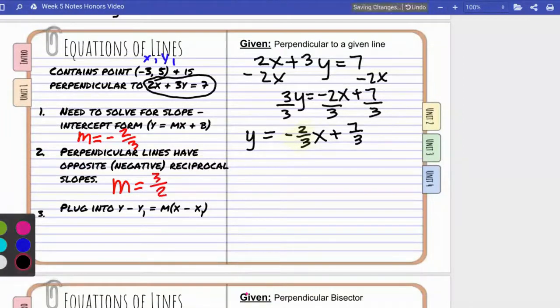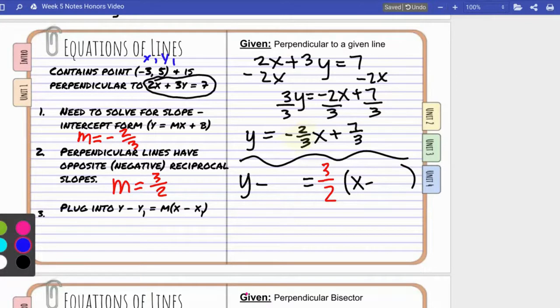So we know our new slope is 3 over 2. Our point is negative 3, 5. So to get the equation of our line, we're going to use the point slope formula: y minus y1 equals m times x minus x1. My slope is 3 over 2. My y1 is 5 and my x1 is negative 3.